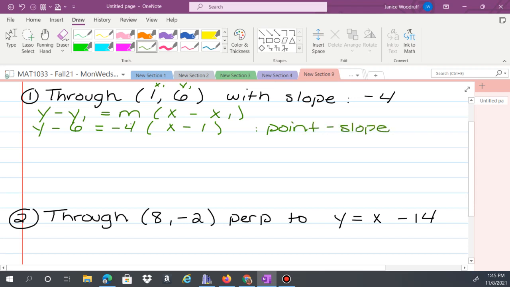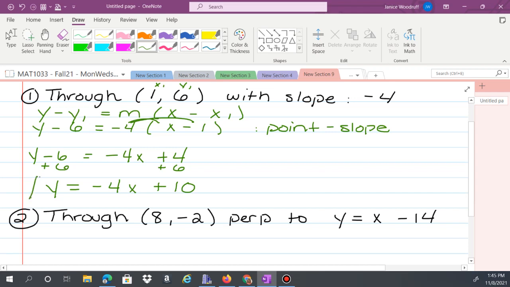Okay, but now let's work it out. So -4 times x will give us -4x. -4 times -1, plus 4. And then we'll bring the y minus 6 down. Then we'll add the 6 over to both sides. So that's going to give us y equals -4x plus 10. And that will be the equation of our line.